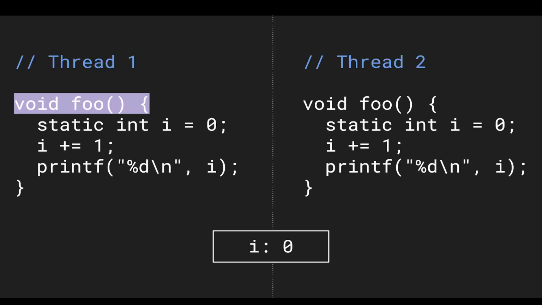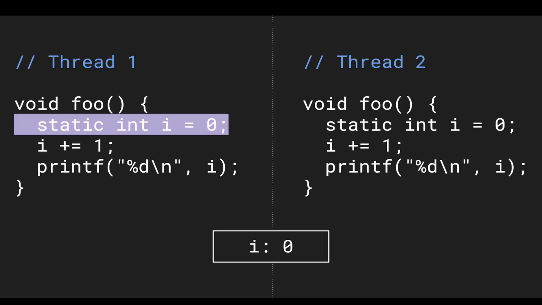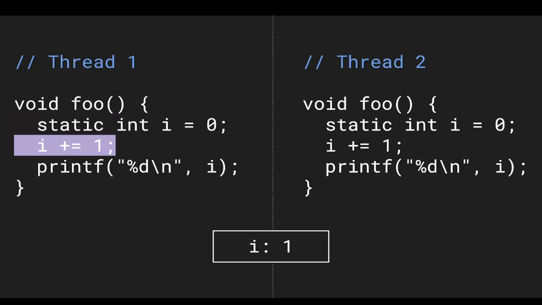So thread 1 is active and running on the CPU. Thread 1 has just called foo, and we've just entered the scope of foo here. Now, as I just explained, the static storage duration of I means that this initialization happened before main, and so the statement here is effectively a no-op in the control flow, so we're just going to skip over it. And we will get to the point where we increment I by 1.